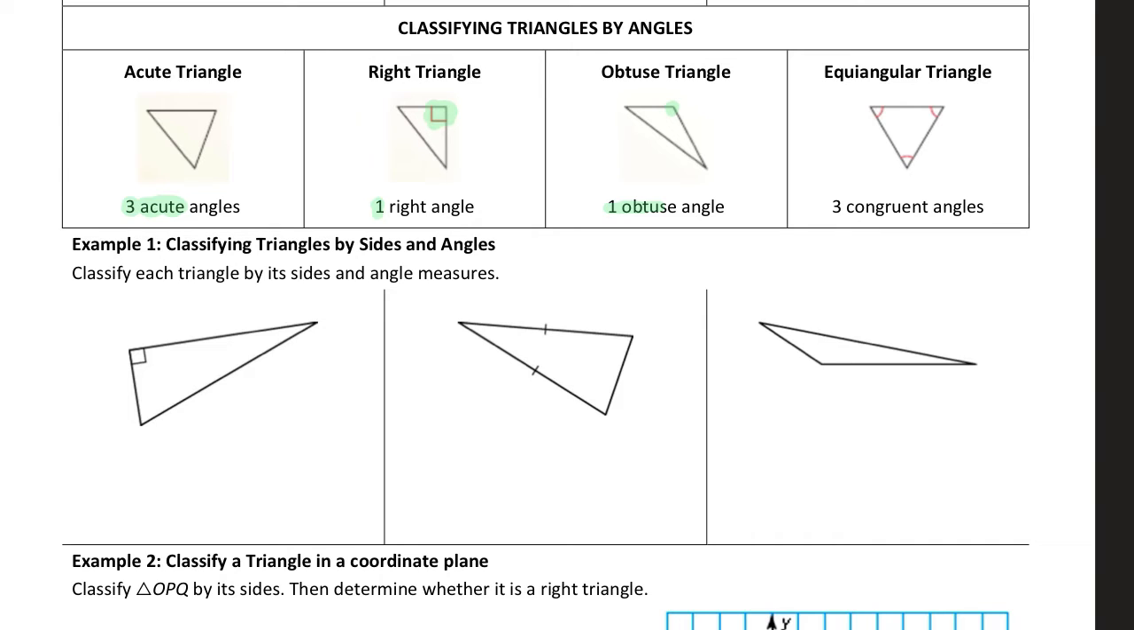A triangle can't have more than one obtuse angle. So an obtuse triangle has one obtuse angle. And then an equiangular triangle is a triangle where all three angles are congruent. So those are the ways we can classify triangles by their angles.